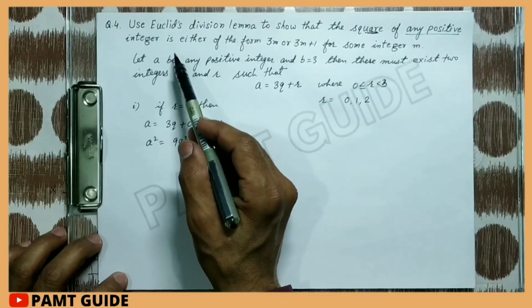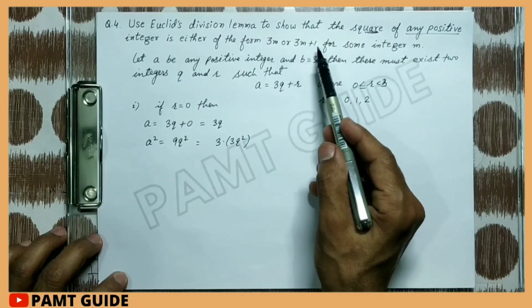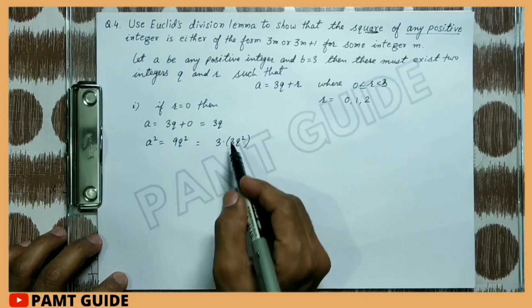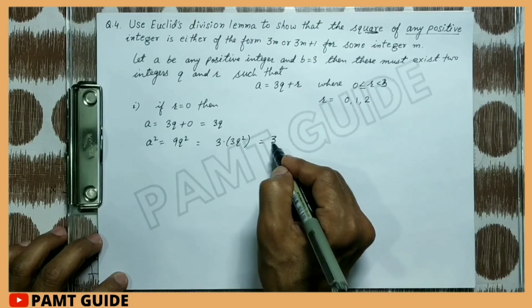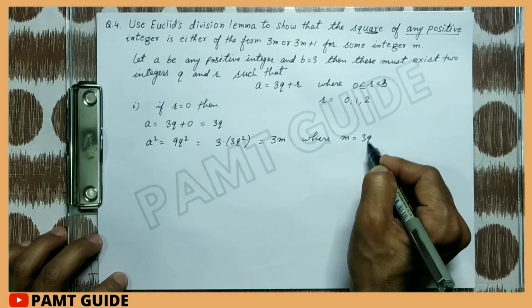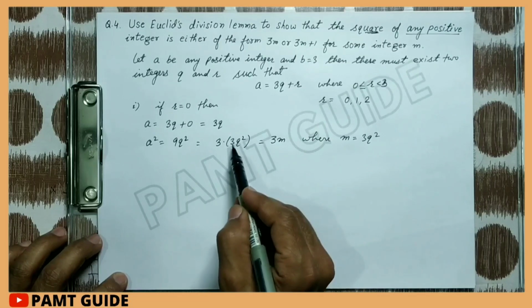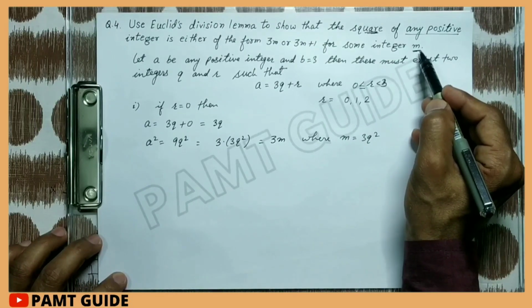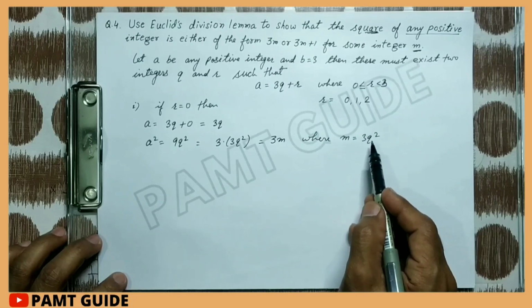Guys, look, the question said that any positive integer is either of the form 3m or 3m plus 1 for some integer m, where m can be any integer. So we write 3 into 3q square equal to 3m, where m equal to 3q square. That means we wrote 3 into 3q square as 3m, taking 3q square equal to m as given in the question. If tomorrow the question gives n or p instead of m, we will convert 3q square into that and mention that m is equivalent to 3q square.